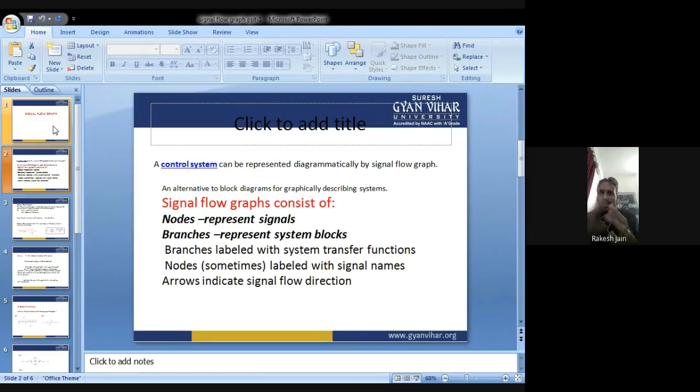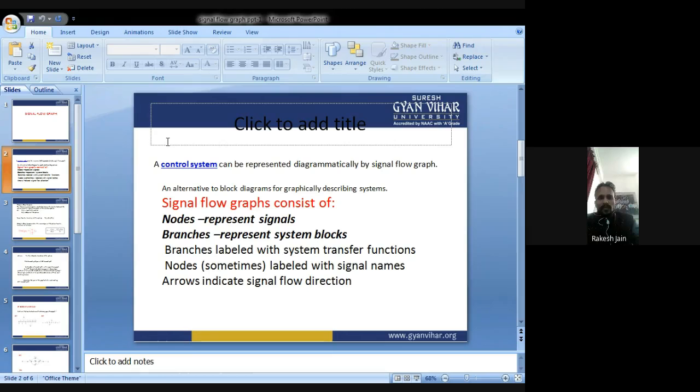Actually a signal flow graph, as I told you, is an alternative to block diagram representation. Any system when represented by a graphical approach is known as a signal flow graph. A control system can be represented graphically by signal flow graphs. In signal flow graphs there are certain things it consists of: nodes and branches. Branches represent the system blocks, and nodes represent the signals. A branch is labeled with the system transfer function, nodes are labeled with signal names, and arrows indicate the signal flow directions.